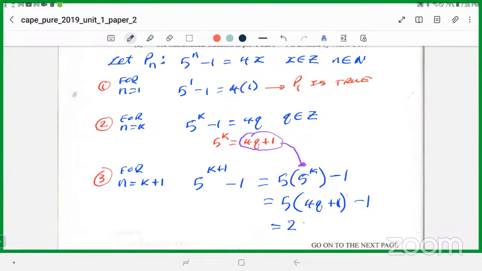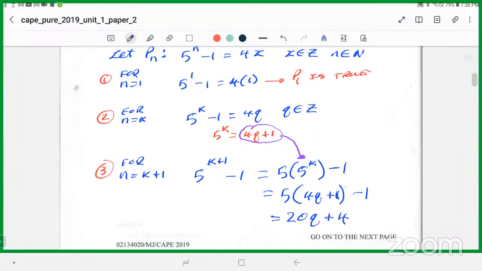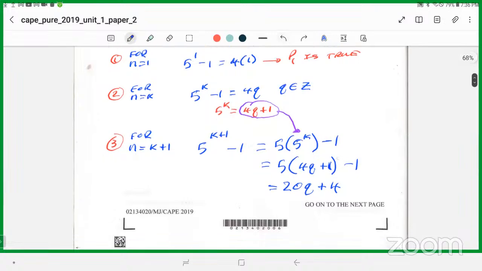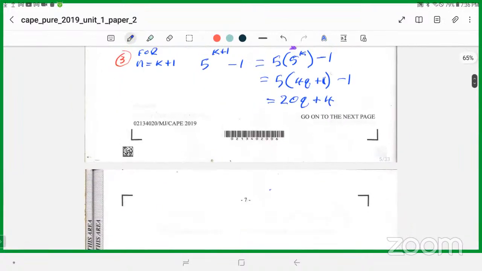We're going to get 20q. Then 5 times 1 is 5. And that 5 minus 1 is 4. So it becomes 20q plus 4. We can factorize 4 out of this. So it then becomes 4 into 5q plus 1. That's what it becomes. Remember, q is an integer. So 5q is an integer, plus 1 remains an integer. So this expression is an integer.